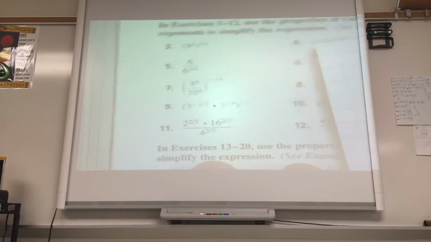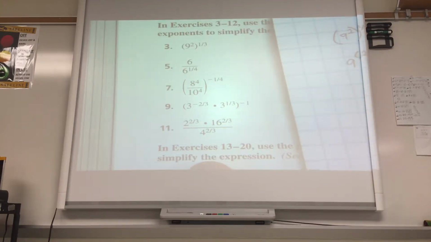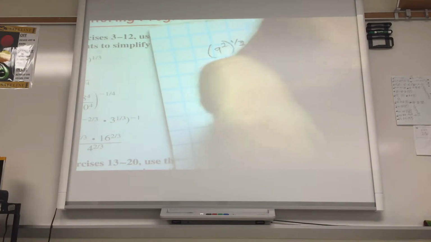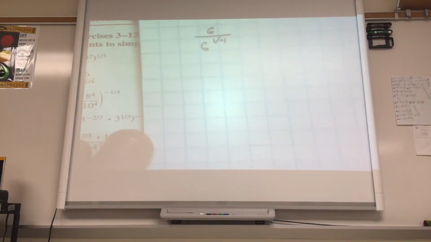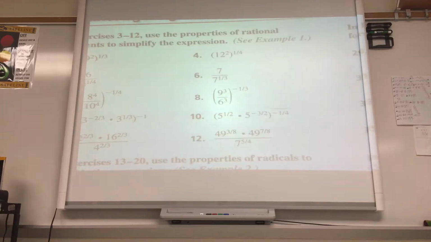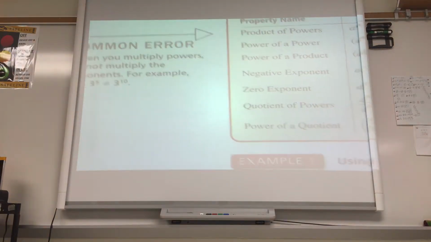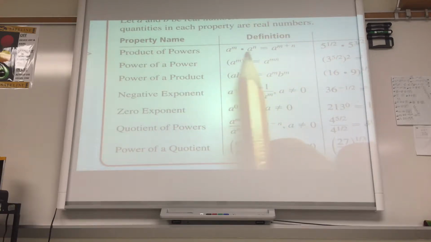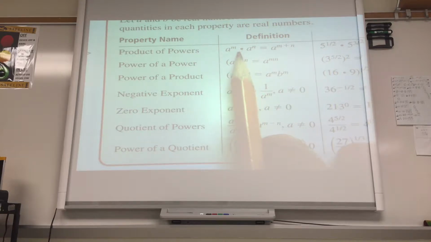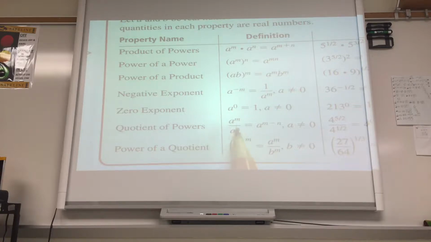So number 5 now. Number 5 right here says 6 divided by 6 to the 1/4. Now, I guess since I'm recording a video from scratch, here's generally the questions that I ask myself as I'm going through these properties that you took a picture of a second ago. One is, am I looking at a product where 2 things are being multiplied like you see here, or maybe like you see here? Or am I looking at a quotient where 2 things are being divided like you see here, or like you see here? Am I looking at a product or a quotient?